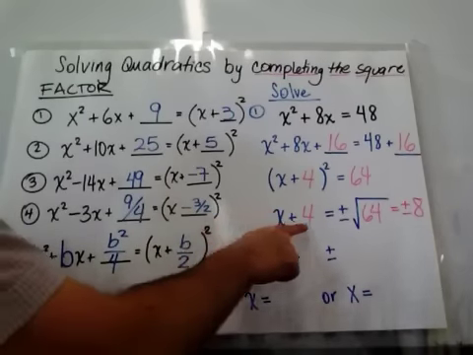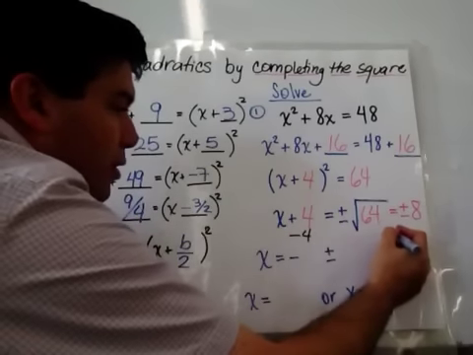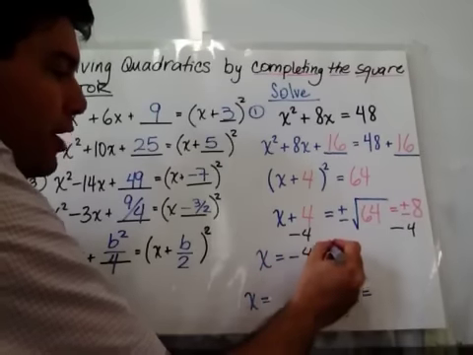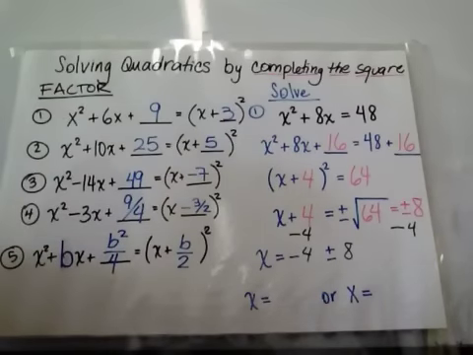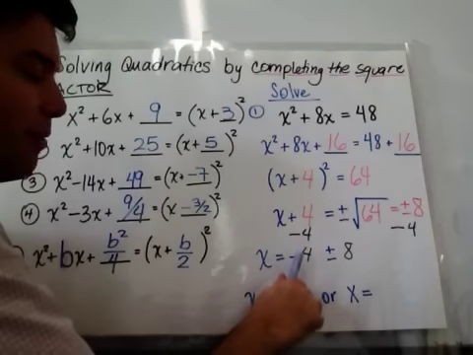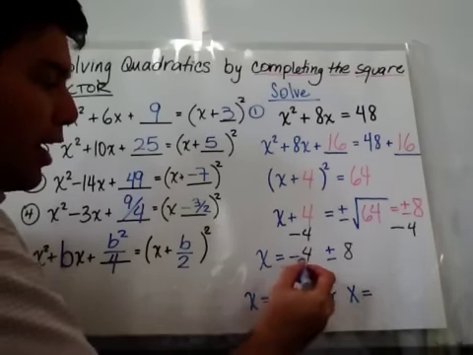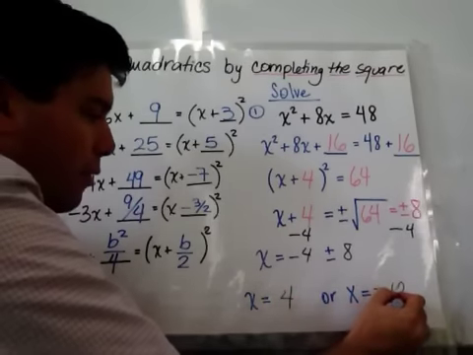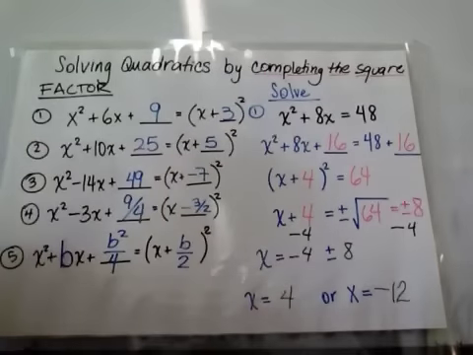Now, we want to leave x by itself. So we're going to subtract 4. Minus 4, minus 4. So here we have negative 4 plus or minus 8. Negative 4 plus 8 is 4. And negative 4 minus 8 is negative 12. And that's our solution to this equation, using completing the square.